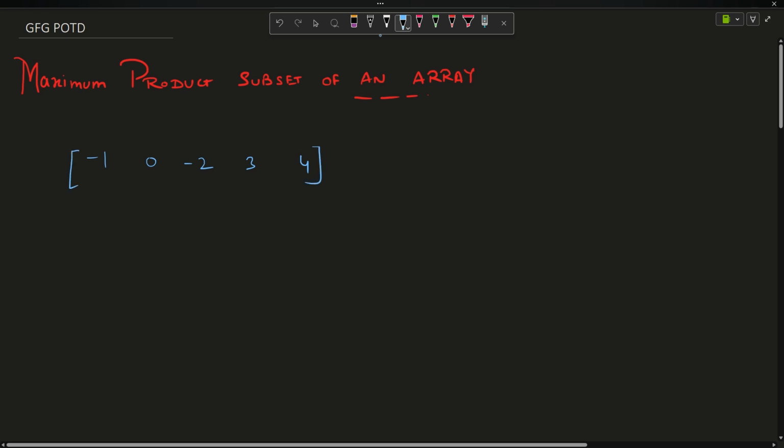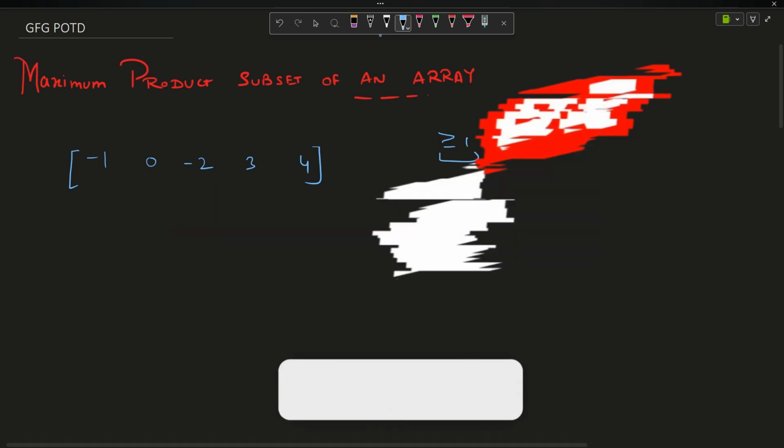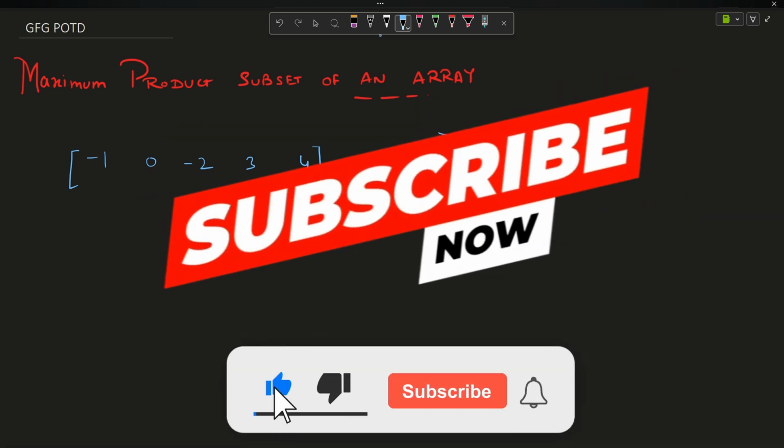Now you have to choose some elements, greater than or equal to one element from the array, such that the product of those elements is maximized. Product of those elements is maximized. You have to choose at least one element.